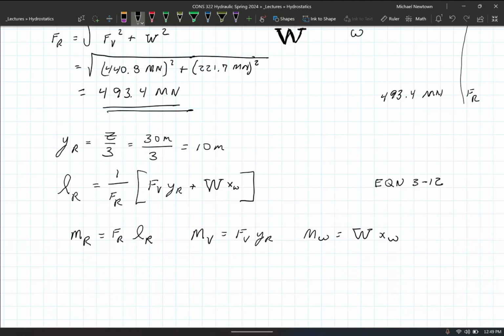All right. So literally, if you look at this equation, this part right here is the moment of V. This part right here is the moment of the weight. And I'm solving for LR, and I divide the whole thing by the resultant force. It's not like I did anything magical. I just put it in perspective of where that came from.